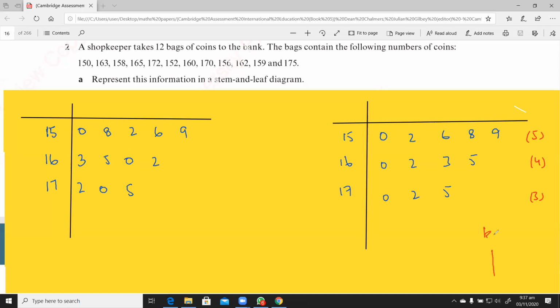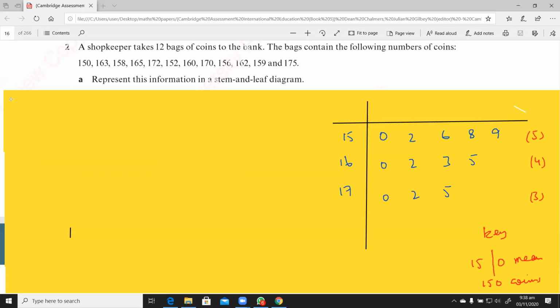So the key is that this 15, 0 means 150 coins. Are these coins? A shopkeeper takes 12 bags of coins to the bank. Yeah, so these are 150 coins. Now this is the stem and leaf diagram. Let me erase this.